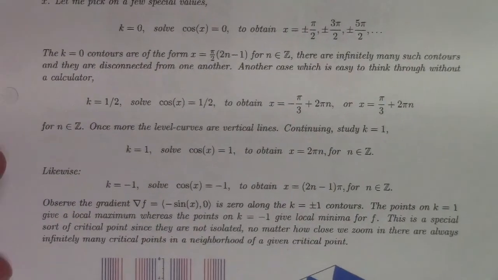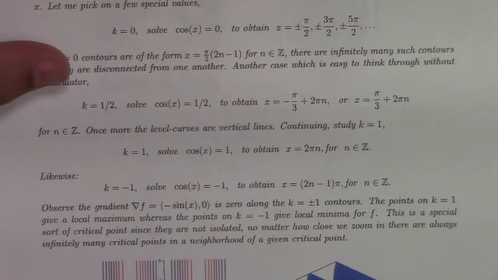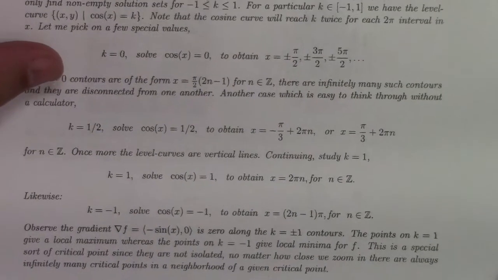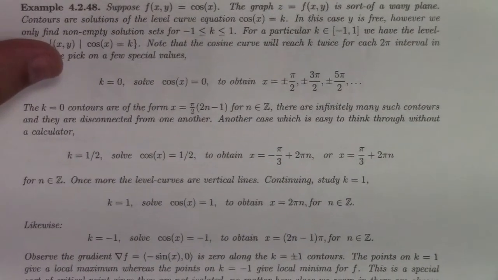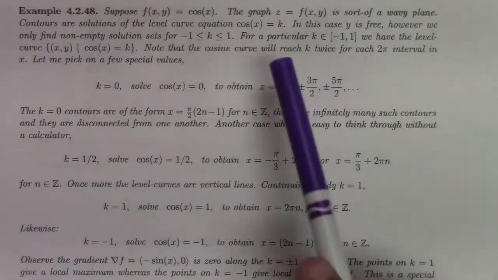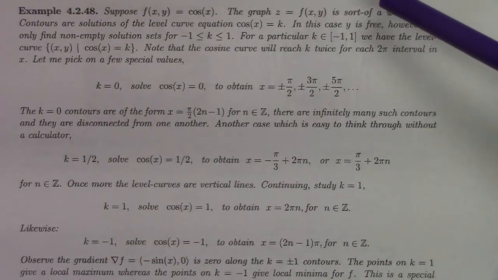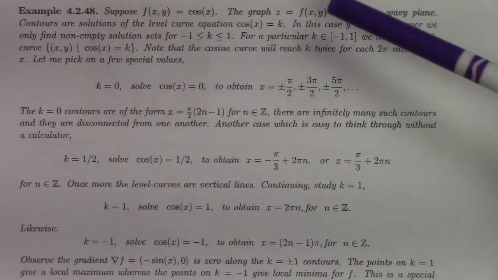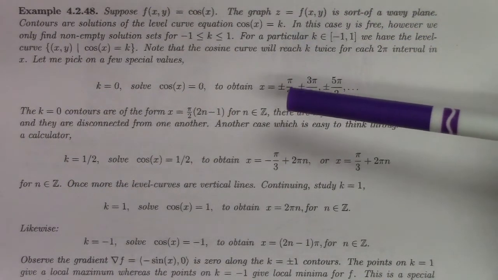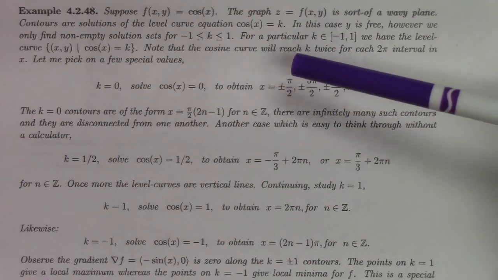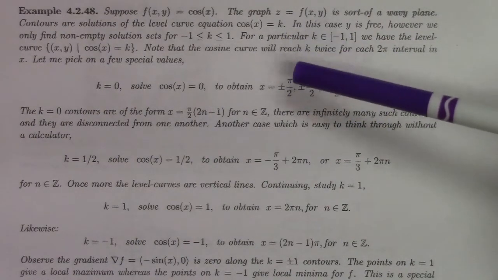Another example is kind of interesting. Sorry, I'll get it in frame here eventually. Cosine x. If we just look at f of x, y equal to cosine x, then that makes z equals f of x, y kind of a wavy plane. And so what I'm describing here are what the level curves look like.